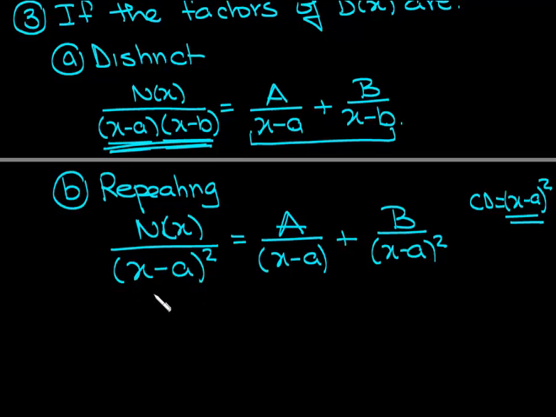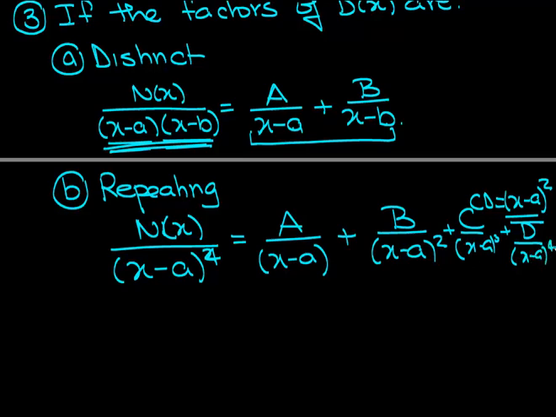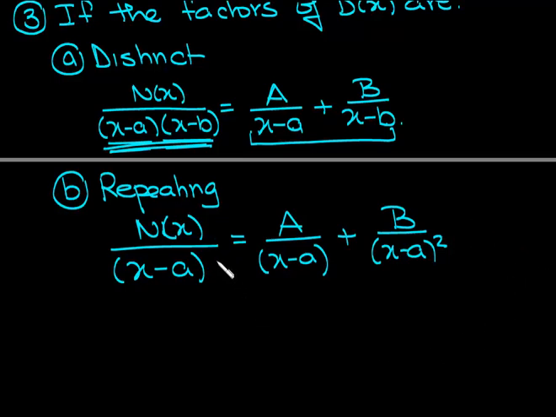I cannot break this just into this, because that basically gives me the same fraction back. That's why I need that first part, because the common denominators are still the same as what I have. Now if this was a 4 here, then I would have plus C over x minus a cubed plus D over x minus a to the 4th. If they're repeating, you keep including the factor till you get the highest power. Once again, if you understand it for 2, you should understand it for 3, 4, and 5.